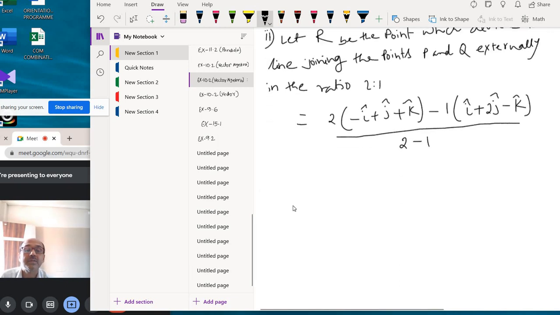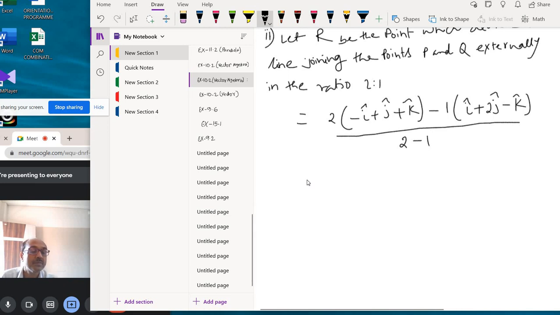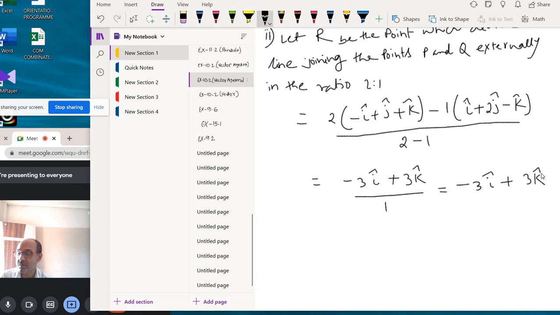Okay, equal to minus 2i minus i minus 3i plus 2j minus 2j. Okay, that is 0, plus 2k minus plus k plus 3k, plus 3k divided by 2 minus 1 is 1. So equal to minus 3i plus 3k. Okay, this is the required vector.